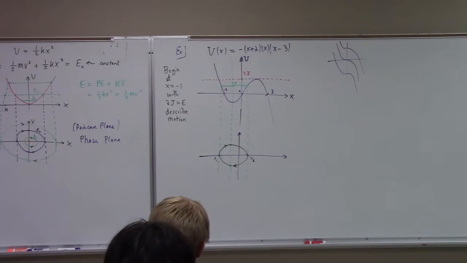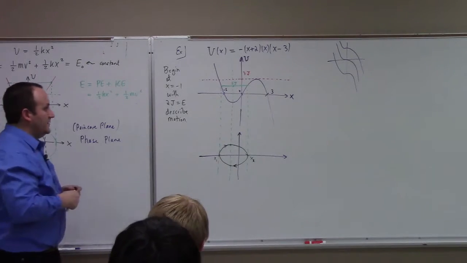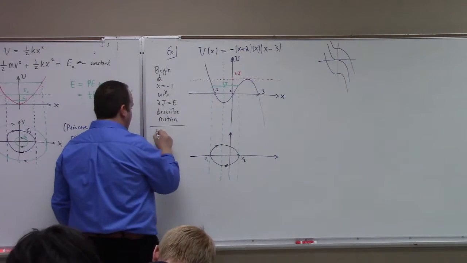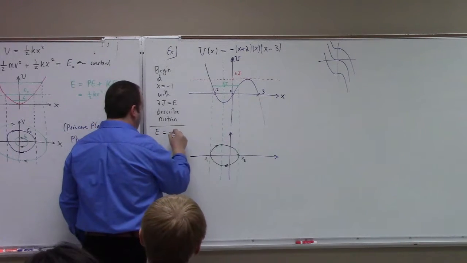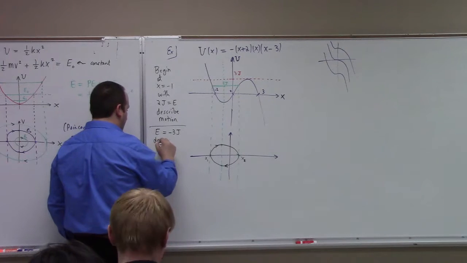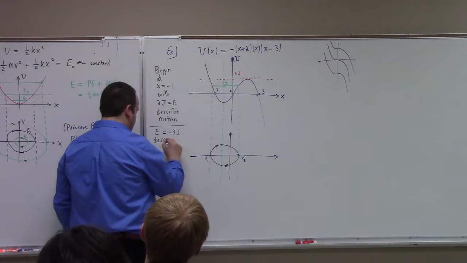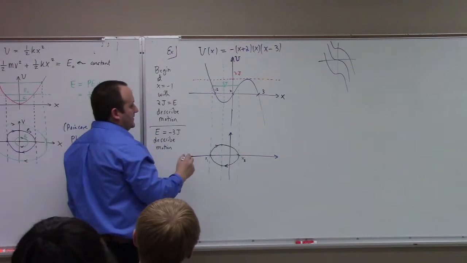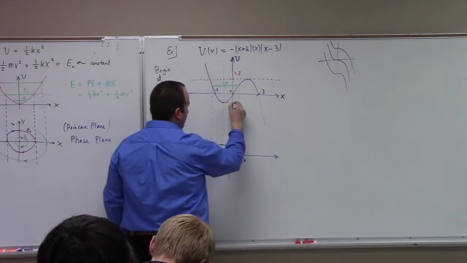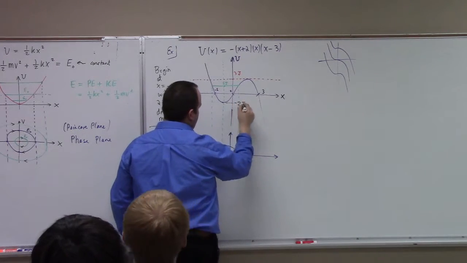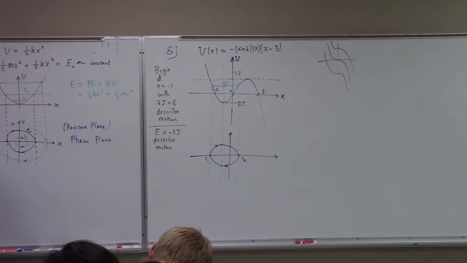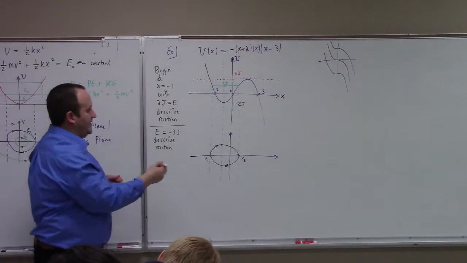Let's draw another energy level. What if I had another potential? What if I had net energy equal to -3 joules? Describe the motion. I guess to be clear, I should tell you this is maybe the minus 2 joule mark. So minus 3 joules would be where? Somewhere down here, right?